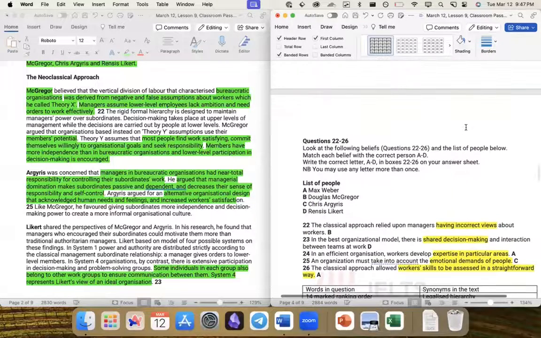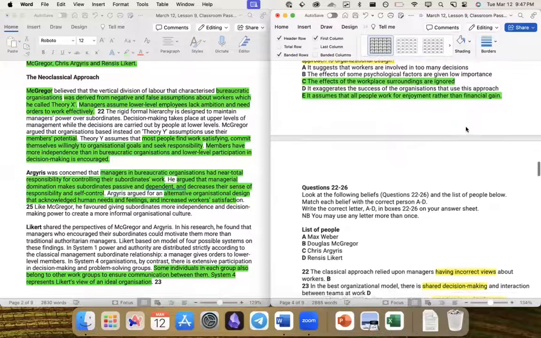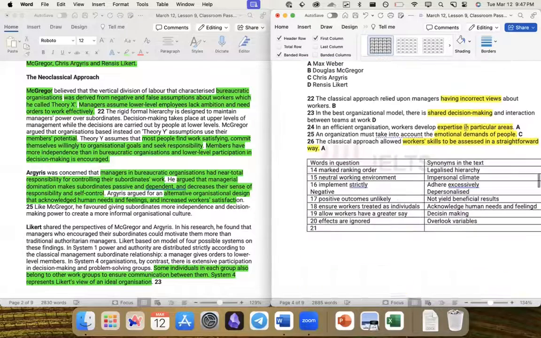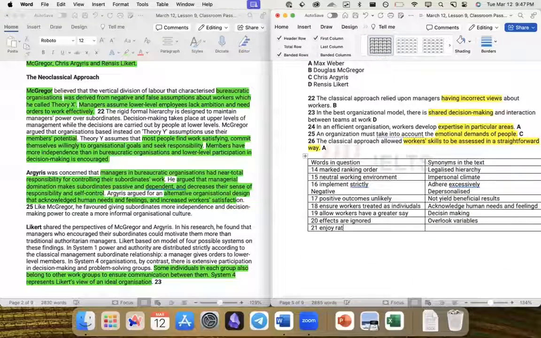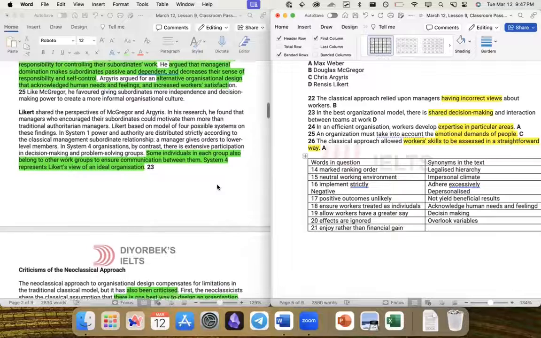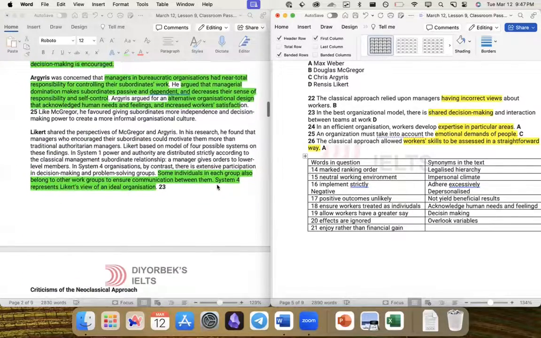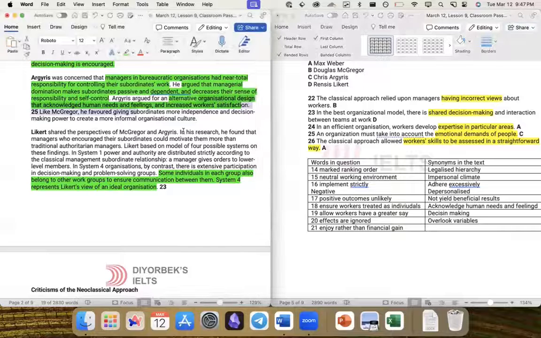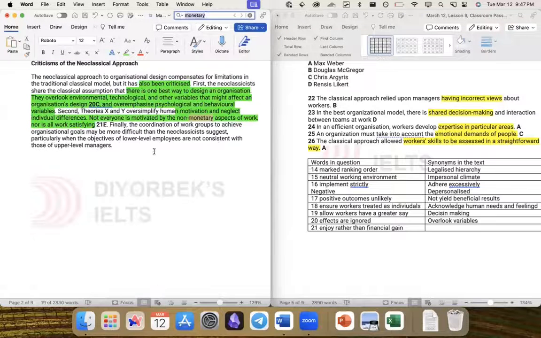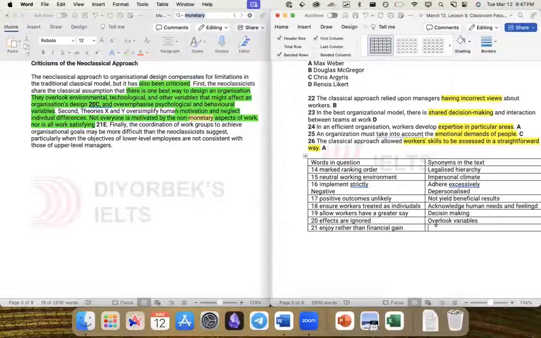21 is like what? It seems to be enjoyment. All people work for enjoyment rather than financial gain. That's the synonym here. I think 21 was somewhere here. There was something about monetary. Can I Google that? Non-monetary, right? Aspects. Non-monetary, motivated. Non-monetary aspects.